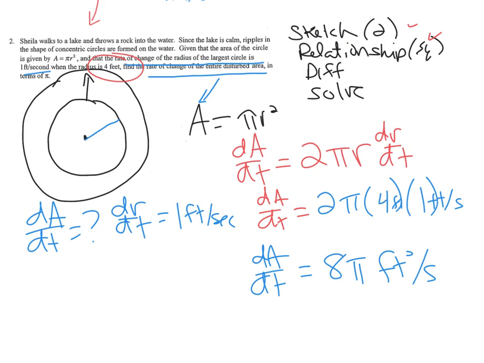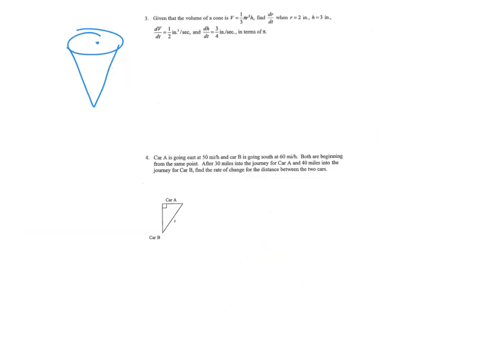So let's try another problem, one that actually involves a little bit of volume. Taking a look at the second one, we have been given the relationship: the volume of a cone is 1/3 pi r squared h, and we want to find dr/dt when the r is 2 and the h is 3.